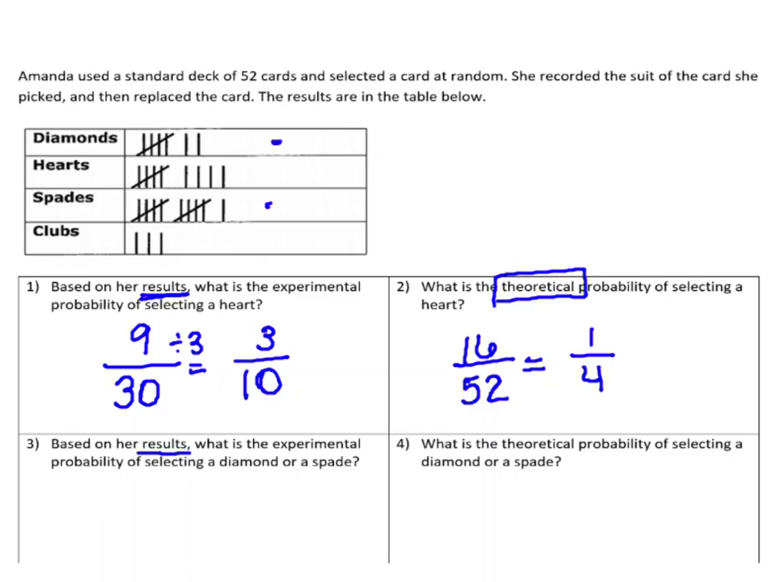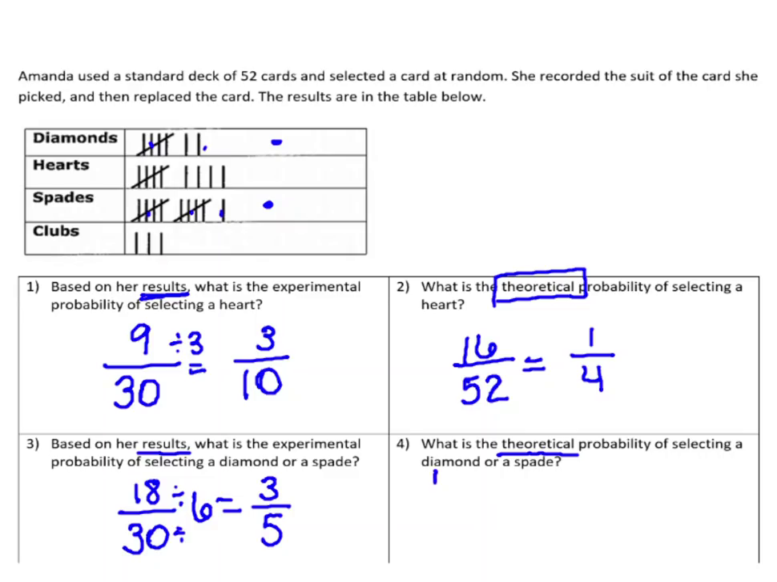So a diamond or a spade, 5, 10, 15, 16, 17, 18. And we said we got 30 earlier because we added them all together. Can I simplify? Sure, let's divide by 6. And I get 3/5. What is theoretical probability?